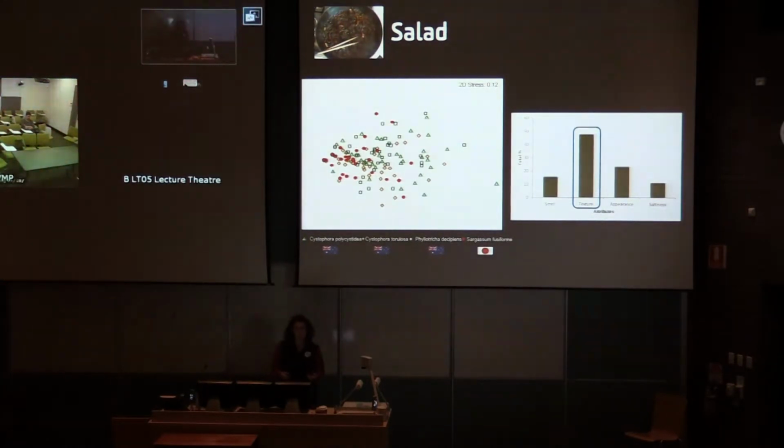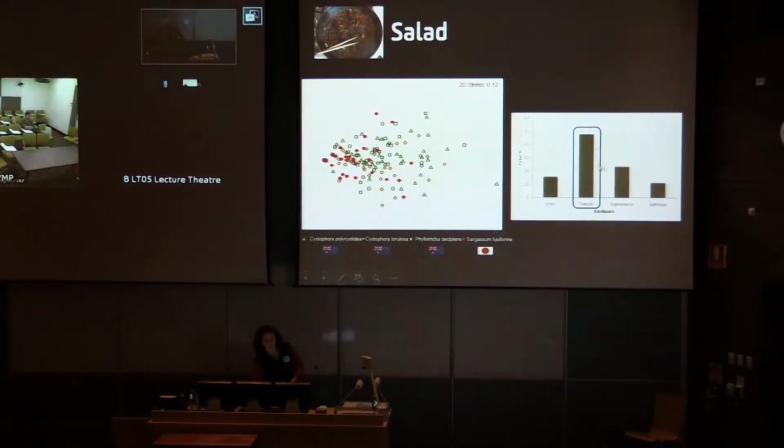Now, for the salad, we've got a bit more clumping. So here we have the Japanese species in the red and the Australian species in green symbols. And here we did actually have significant difference in some of the attributes between the Japanese species that are clumping tighter together and the Australian species that are more dispersed. And this was primarily due to differences in texture.